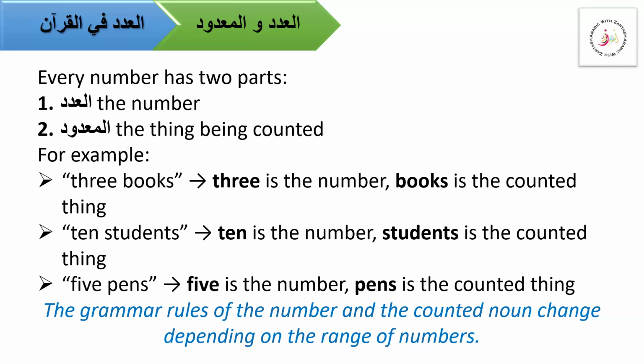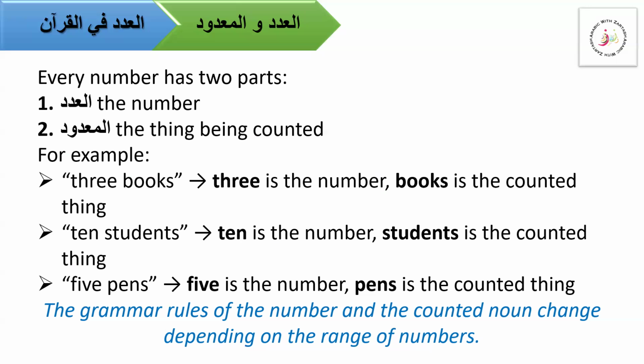We know that in Arabic every number has two parts when we are describing anything: there is the adad, the number, and the madud, the thing being counted. For example, three books: three is the number and books is the madud, the counted thing. Then 10 students: 10 is the number and students is the counted thing, the madud. Then 5 pens: 5 is the number and pens is the counted thing, the madud.